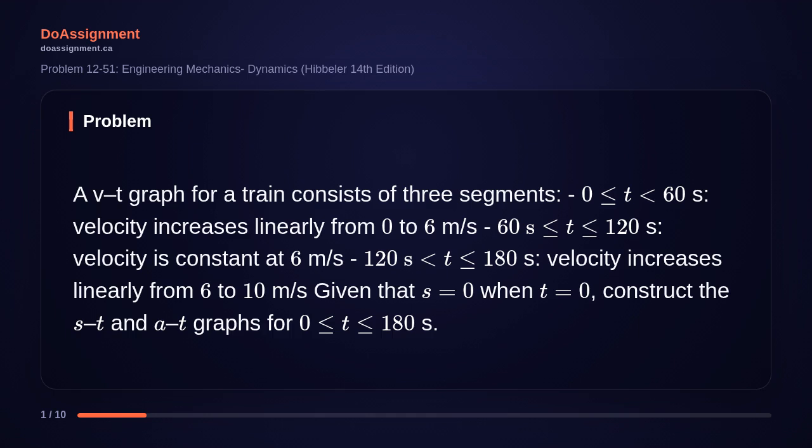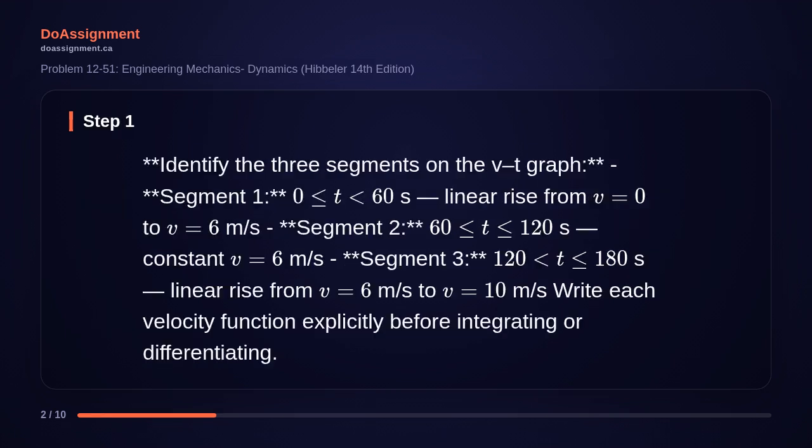Now let's work through the solution step by step. Looking at the VT graph, we identify 3 segments. From 0 to 60 seconds, velocity rises linearly from 0 to 6 meters per second. From 60 to 120 seconds, velocity stays constant at 6 meters per second. From 120 to 180 seconds, velocity rises linearly again from 6 to 10 meters per second. We will write these as explicit functions first.